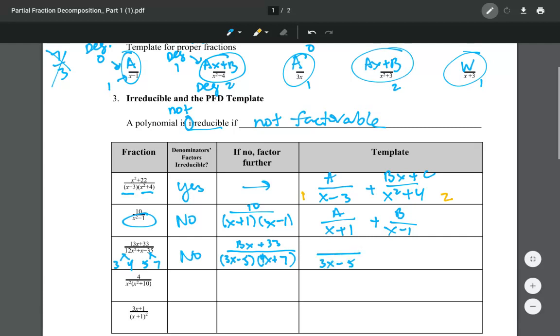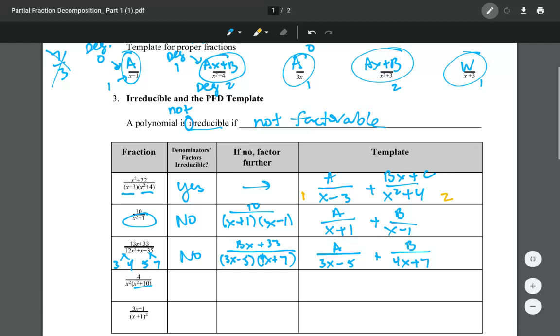3x minus 5 plus 4x plus 7. These are both degree 1, so I'm going to get degree 0, or nice constants, in the numerator. The next one, is this guy irreducible?